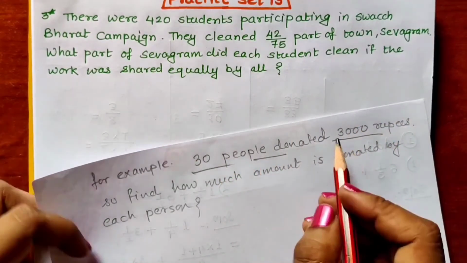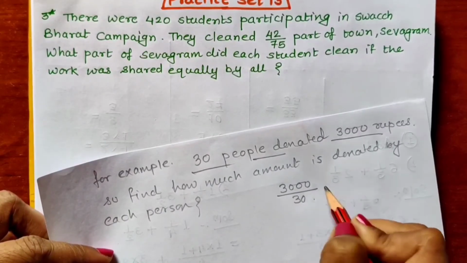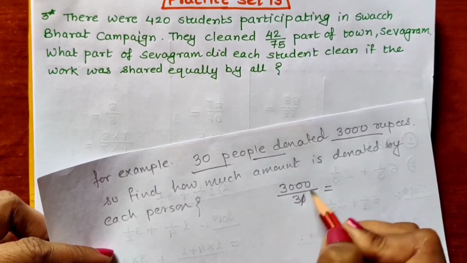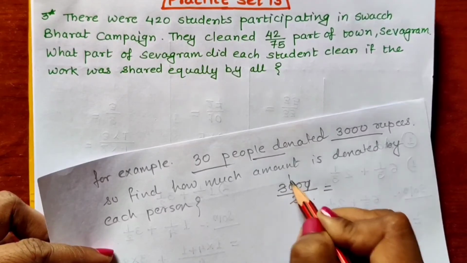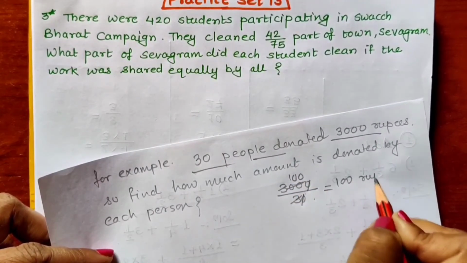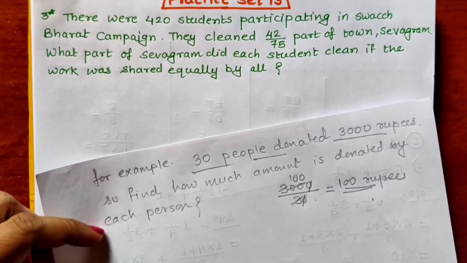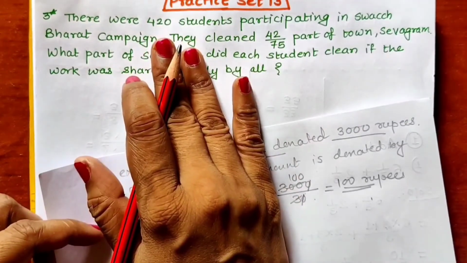So what we will do, we will divide this 3,000 by 30 people, correct, and we will get the answer. Zero zero cancel, 3 ones are 3, 3 zeros are 0, 3 zeros are 0. That means each person contributed 100 rupees. In this way we can find the answer. Same thing we will have to do here.